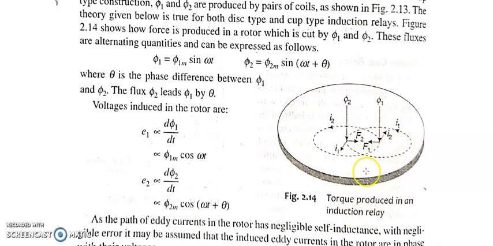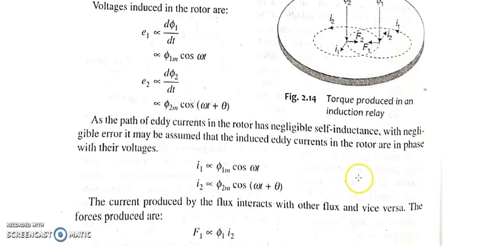Torque produced in an induction relay: you can see I2 is this, and the force F1 due to phi1 and the force due to phi2 are in opposite directions. I1 is proportional to phi1m cos omega t, because due to the EMF E1 itself I1 is induced, that is, eddy current flows in the rotor with respect to their voltages. Similarly, I2 is proportional to phi2m cos(omega t plus theta).